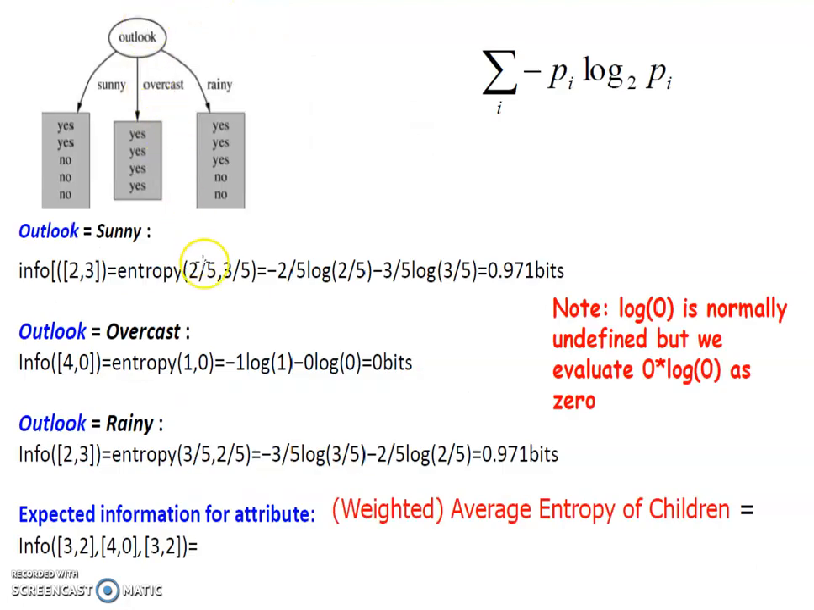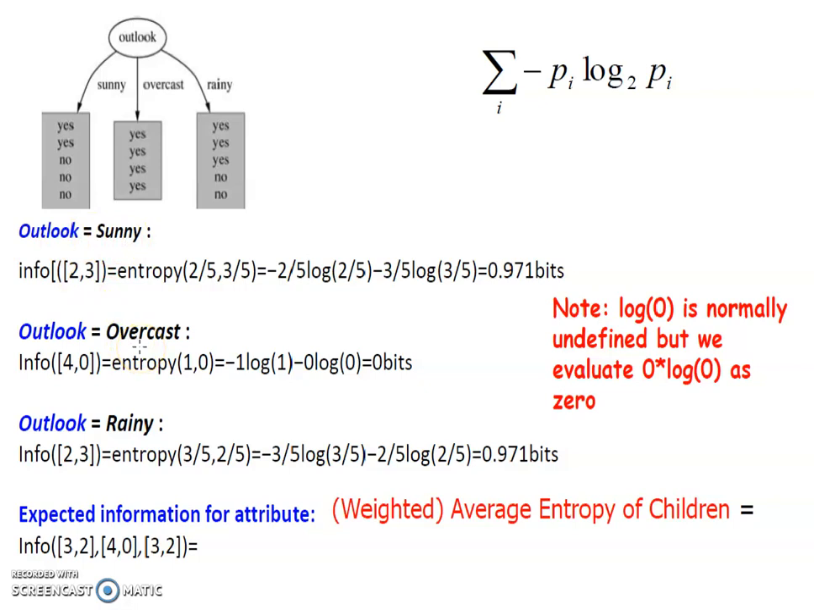So how will we calculate? For here it is 2 by 5 and 3 by 5. So we have to substitute in this formula. So it is minus 2 by 5 log 2 by 5 for the first term, then minus 3 by 5 log 3 by 5. When we calculate we have this in bits. So this is the entropy for the sunny value of the outlook variable.